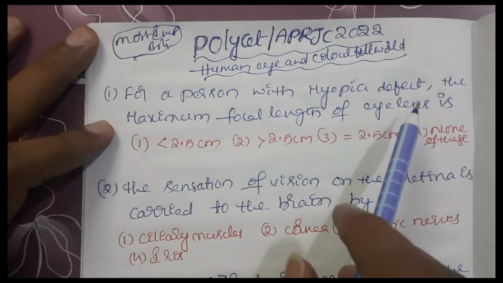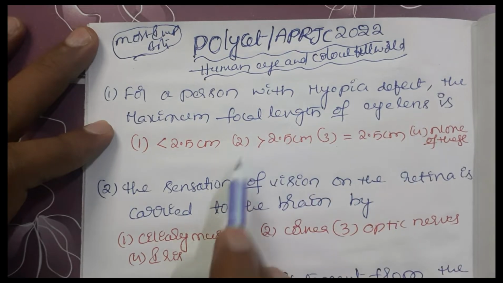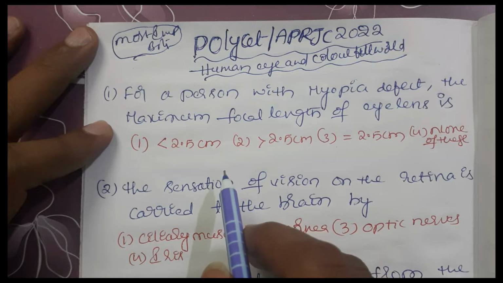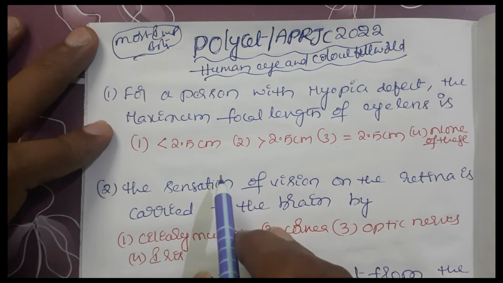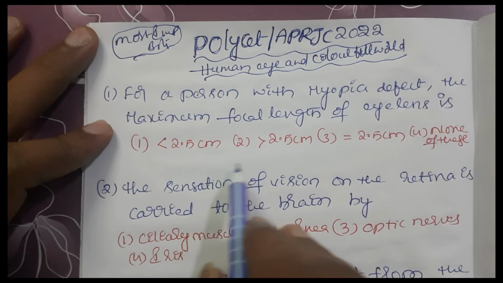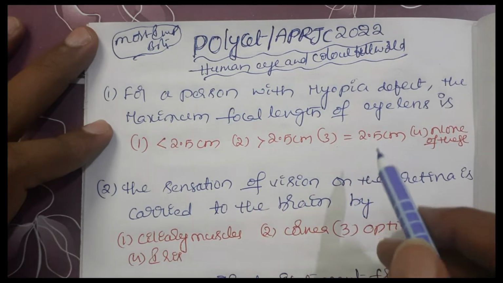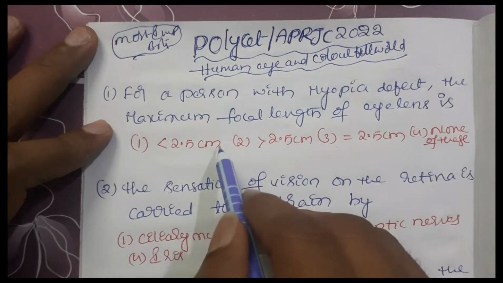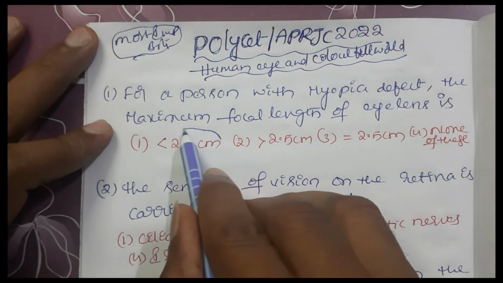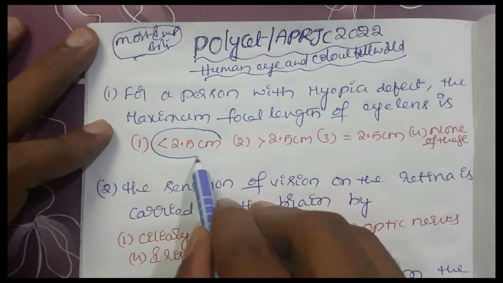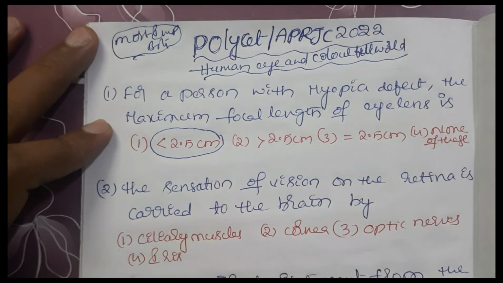For a person with myopia defect, the maximum focal length of the eye lens. Without any defect of vision, generally the maximum focal length of the eye lens is 2.5 centimeter. Minimum focal length is 2.27 centimeter. But in the case of myopia, it is less than 2.5 centimeter.